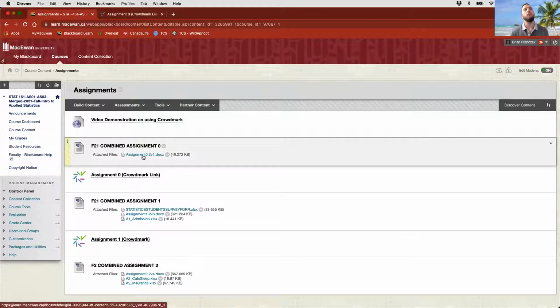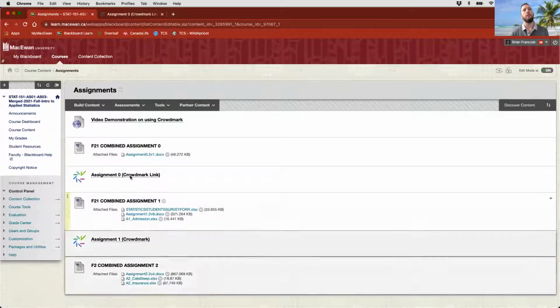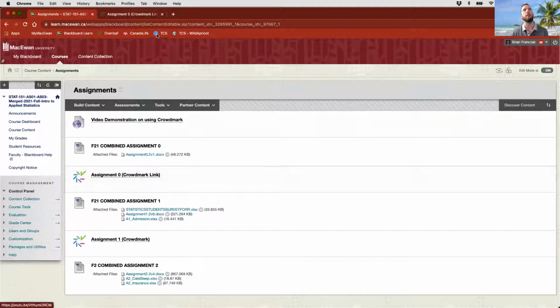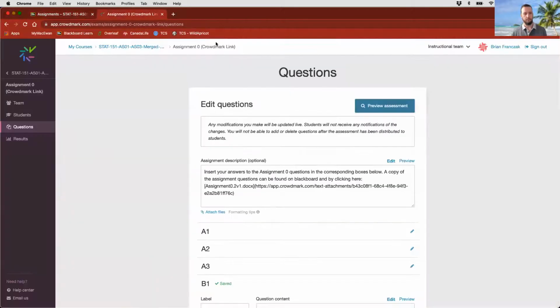Okay, you'll notice that there are 3 assignments here. Assignment 0 is a practice assignment. It's not for any marks. It's purely there just to give you practice with using Crowdmark. If you click the link with the Crowdmark symbol, which says Crowdmark link on it, it'll take you to the submission page.